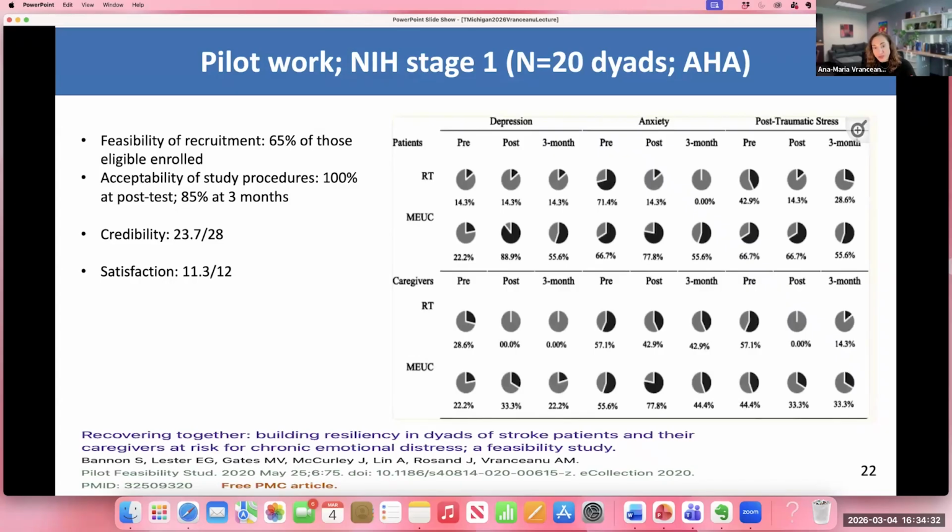You could see some results here. Again, encouraging. We weren't powered for this, we only had 20 dyads, so we can't really talk much about it. I should say we randomized dyads to the Recovering Together intervention as well as a minimally enhanced usual care control. Those in the minimally enhanced usual care control would get a pamphlet. So generally pretty encouraging results, primarily around feasibility.